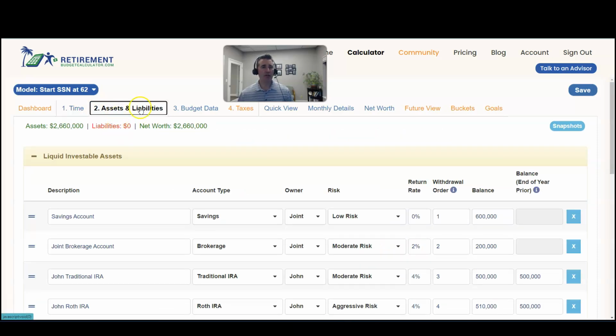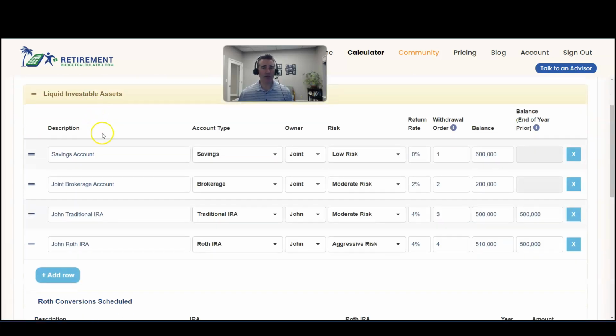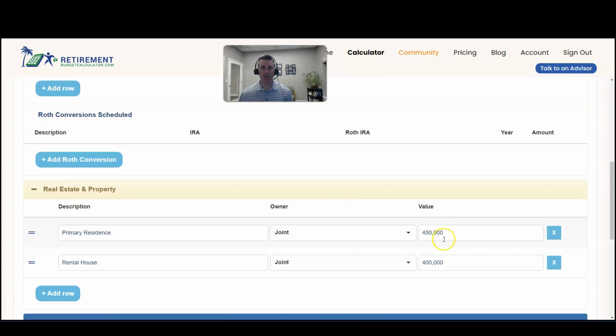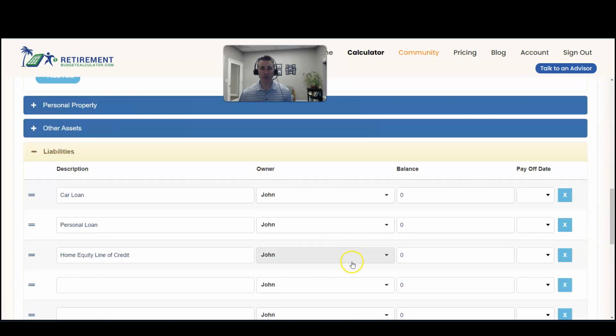Tab 2 is where you start to enter in assets and liabilities. So liquid investable assets, these are assets that you can spend to help supplement your income. So they've got a savings account with $600,000, a brokerage account with $200,000, his IRA at $500,000, and then his Roth IRA with $510,000. They also have some real estate, primary residence at $450,000, a rental house at $400,000, and you'll notice they have no liabilities.